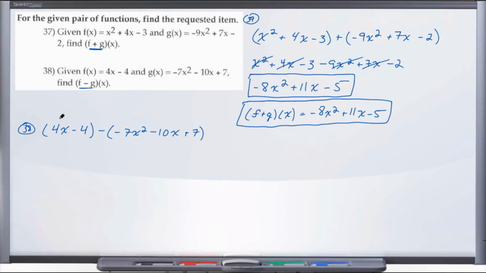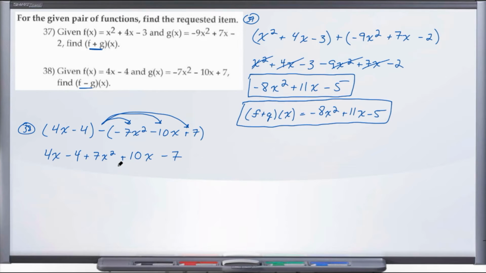All right, and you'll recall from previous examples that when we have a subtraction in front of an expression like this, we're going to distribute it through, which means everything behind this negative sign is going to change signs. There's nothing out front of our binomial here, and so we can drop these parentheses without any sign changes. So we have 4x minus 4, and now we'll distribute this negative sign, and we're going to end up with plus 7x squared plus 10x minus 7.